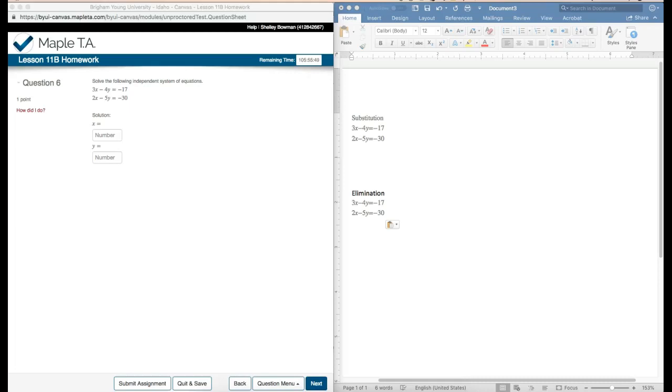Maple TA Lesson 11B, homework question number 6. Solve the following independent system of equations. Remember, independent means that these will intersect and have a solution.